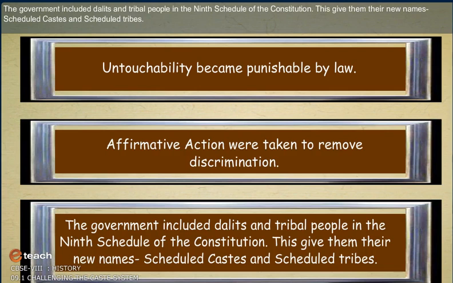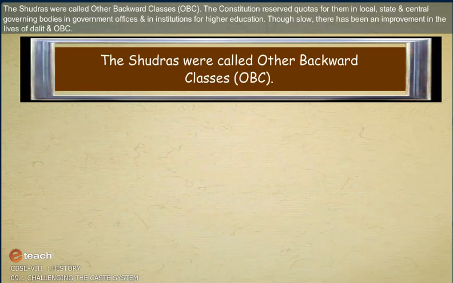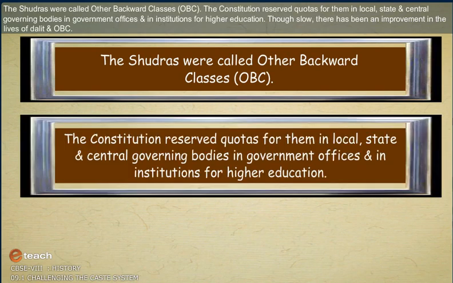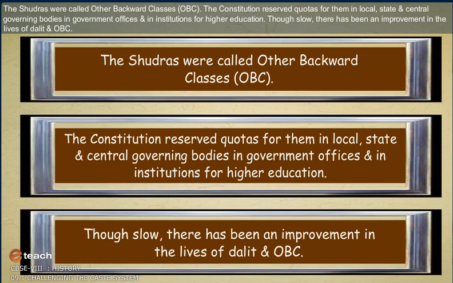The government included Dalits and tribal people in the 9th Schedule of the Constitution. This gave them their new names, scheduled castes and scheduled tribes. The Shudras were called other backward classes, or OBC. The Constitution reserved quotas for them in local, state and central governing bodies, in government offices and in institutions for higher education. Though slow, there has been an improvement in the lives of Dalits and OBC.